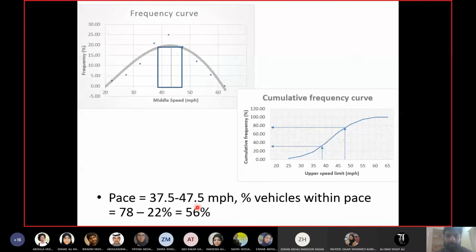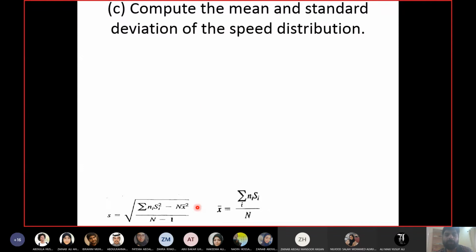Moving forward, the next thing we have to calculate is the mean and standard deviation. These are the equations for mean and standard deviation.